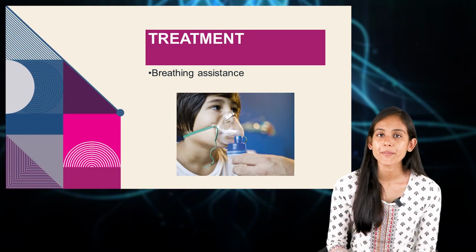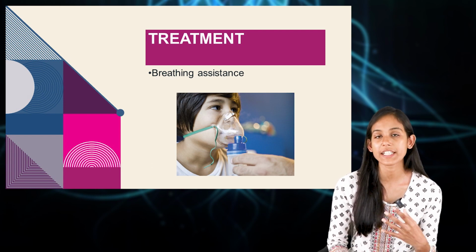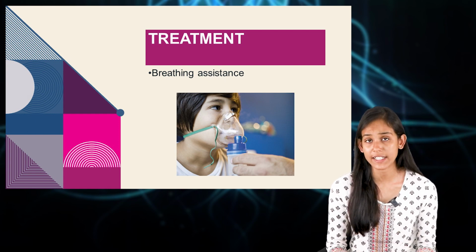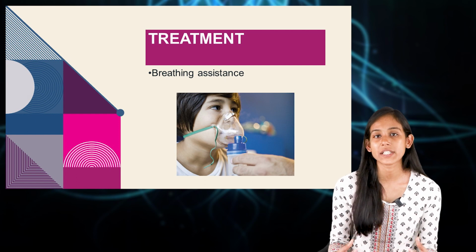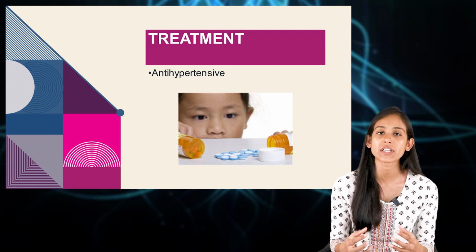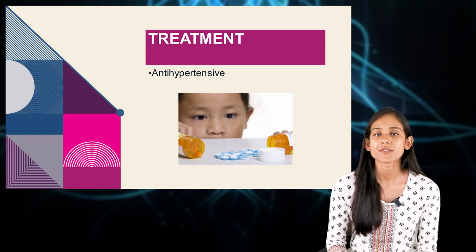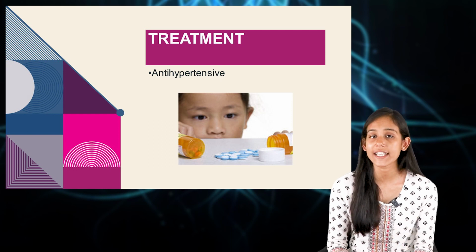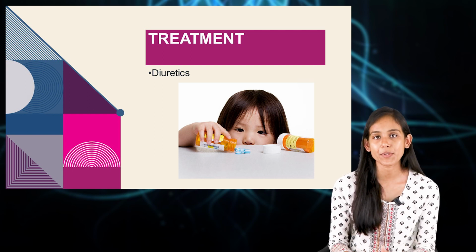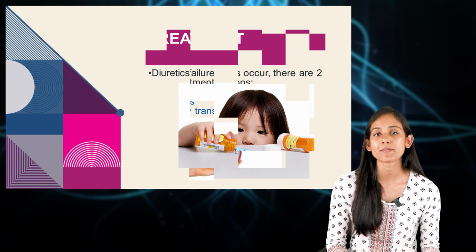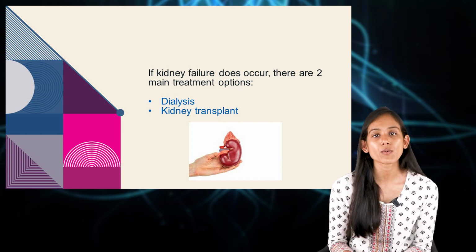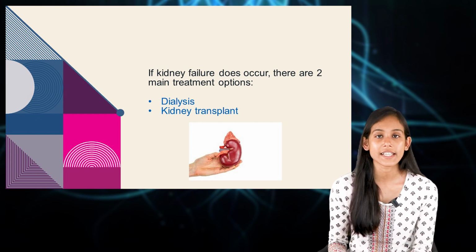Now moving on to the treatment. In treatment, definitely the first thing would be breathing assistance. So the child will be provided with breathing assistance, as we have seen that in clinical manifestations, the child will have breathing difficulties. And then we have to manage the hypertension. For that, we would give antihypertensives, such as beta blockers or ACE inhibitors. And then diuretics would also be given. So these things are before the kidney failure. If kidney failure does occur, then there are mainly two options, that is dialysis and a kidney transplant.